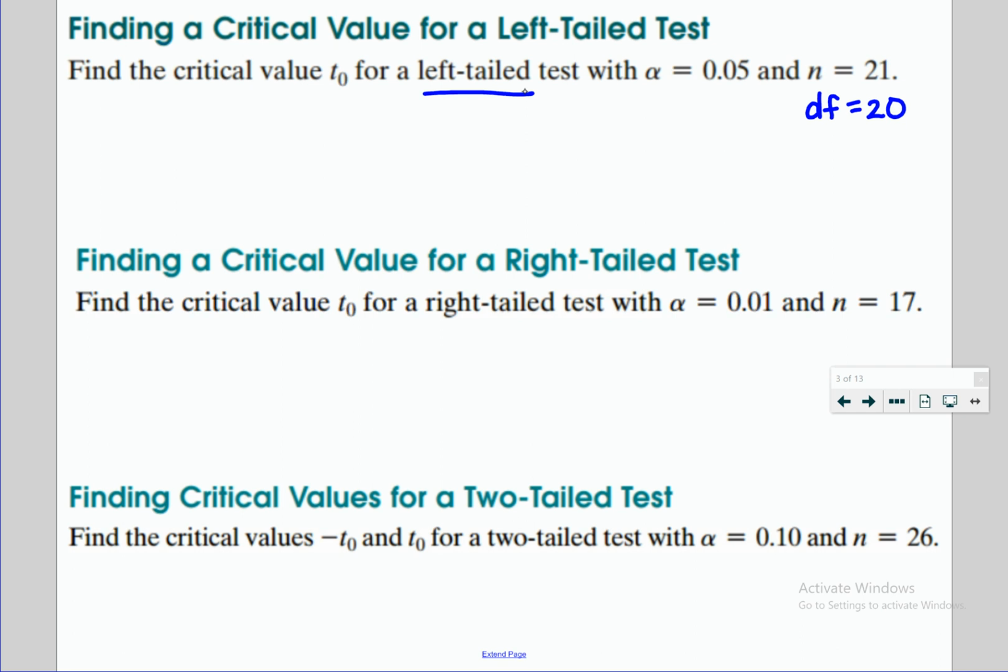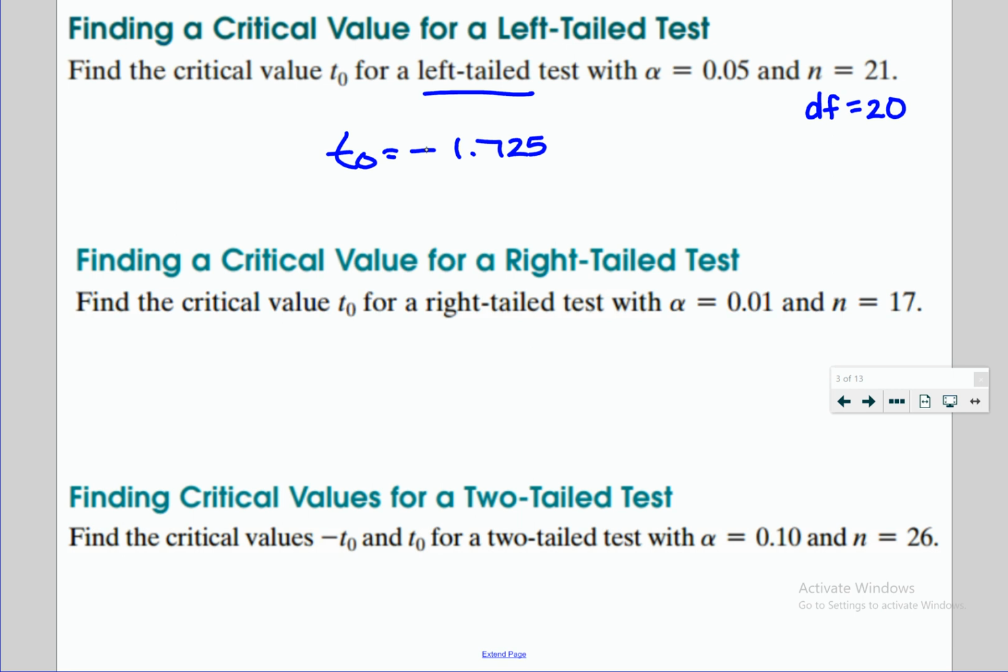All right, so let's see here. So we're going to go across the top where it says 1 tail, and we're going to look for a level of significance of 0.05. So that'll actually take me into the second column. Then we're going to go down to 20 degrees of freedom, and you should be able to find the number 1.725. And because it's a left tail test, we just put a negative in front of it.